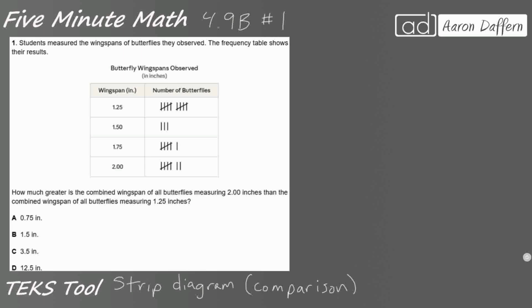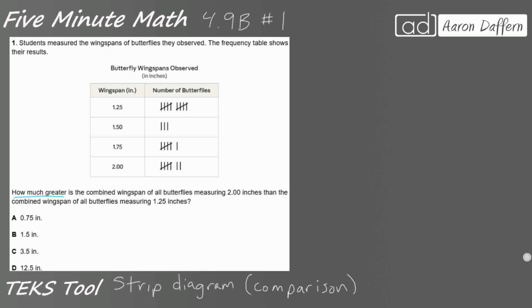So we've got some butterflies being measured here. We've got a frequency table with their wingspan. And look at this question. How much greater is the combined weight of all the butterflies measuring 2 inches than the combined wingspan of all the butterflies measuring 1.25 inches?